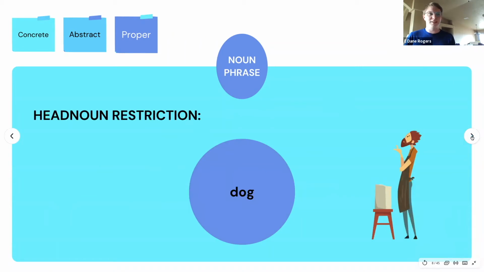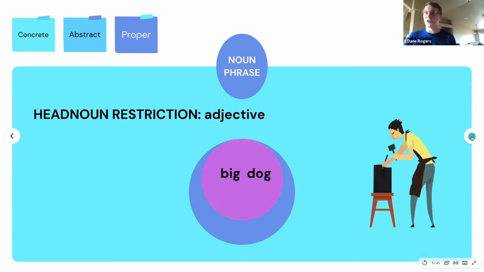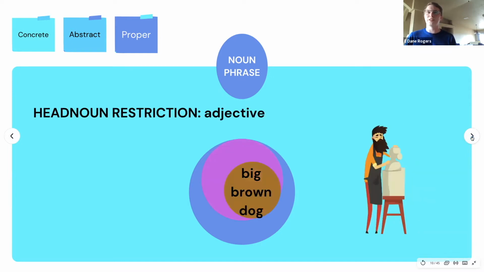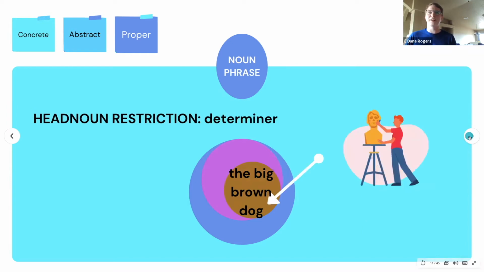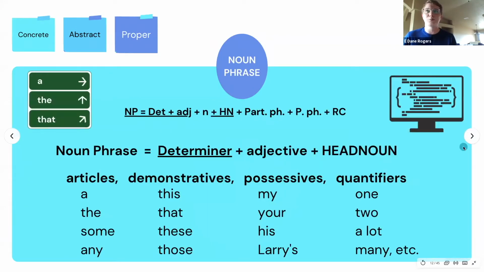So just a quick fun example here. We've got dog, but this can mean any kind of dog out there. So I can restrict it. It's a big dog. I restrict it a bit more. It's a big brown dog. Finally, if I add in my determiner, I know that it's not just a big brown dog, but I have a specific one in mind. This is the function of a and the, which brings us to our conversation then on determiners.